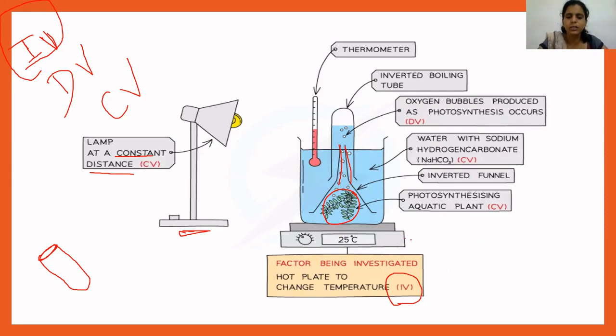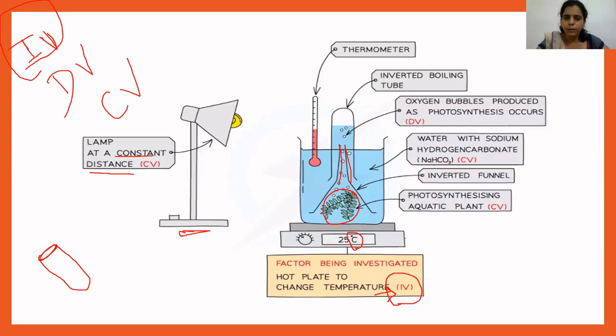So this hot plate is used here as a source of heat or as a source of temperature, and this temperature is acting here as the independent variable. So in this experiment, the independent variable is temperature, and the unit of temperature here is degrees Celsius. Whenever you label the dependent and independent variable on a graph, always remember you have to label it along with the unit. If you don't mention the unit, then you won't be awarded 1 mark for labeling of the axis.